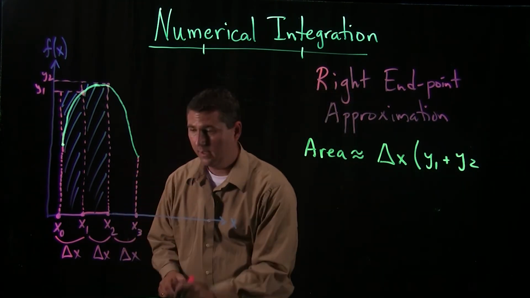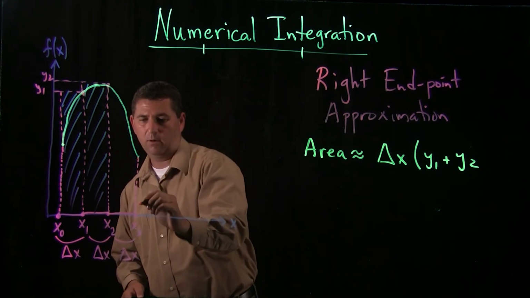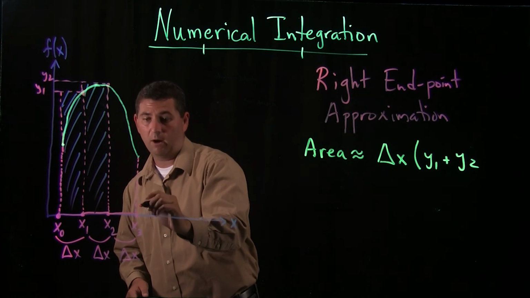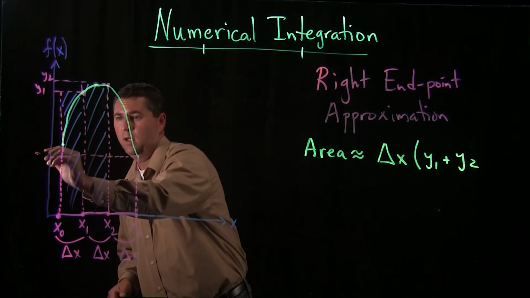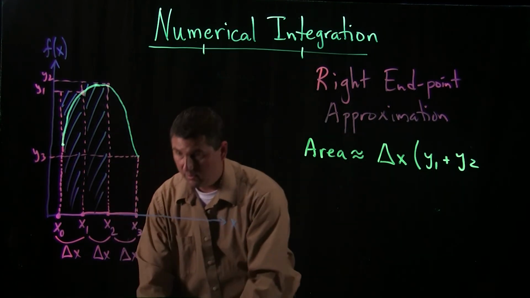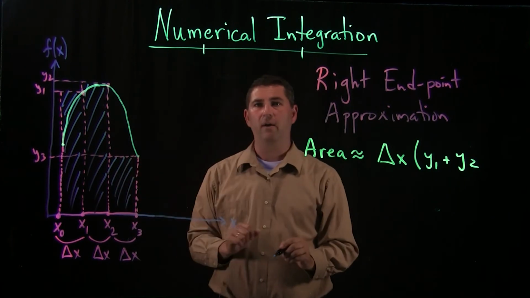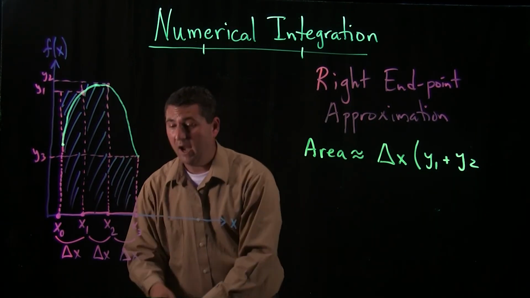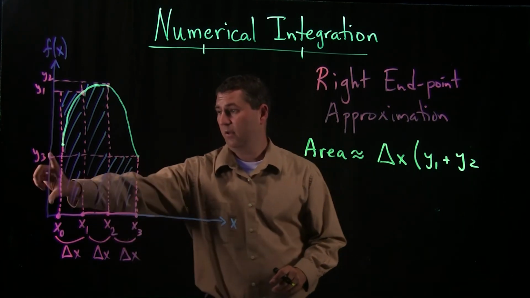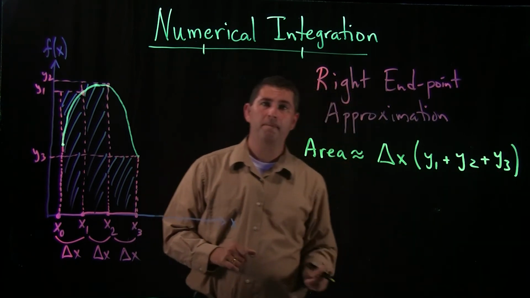And then finally, I do the x2 to x3 interval. And so, okay, I'm sampling where? At x3. So there's my height now. That's my y3. So I get this teeny little rectangle, which is clearly missing a whole bunch of area from there. But that's okay, just an approximation. And so the area of this rectangle is delta x times the height, which is y3. So I get a plus y3.